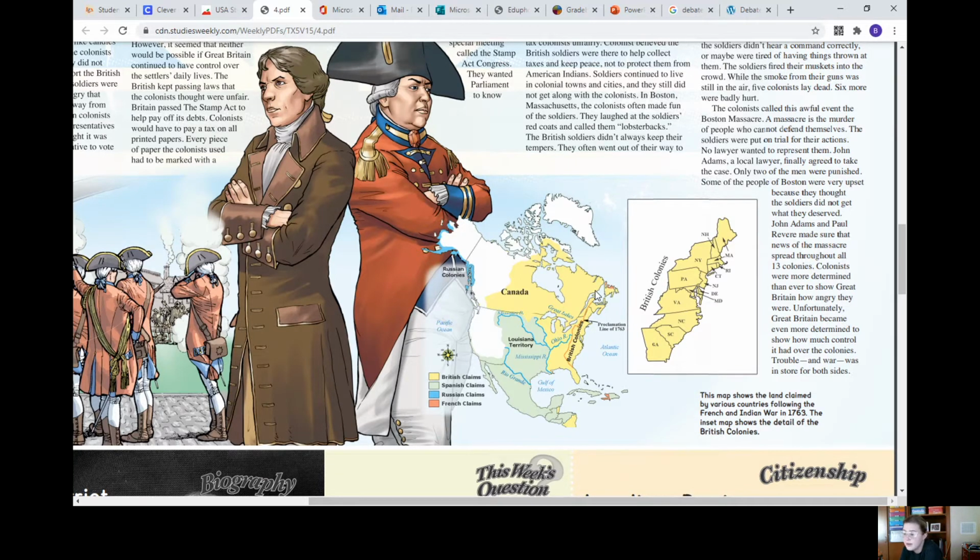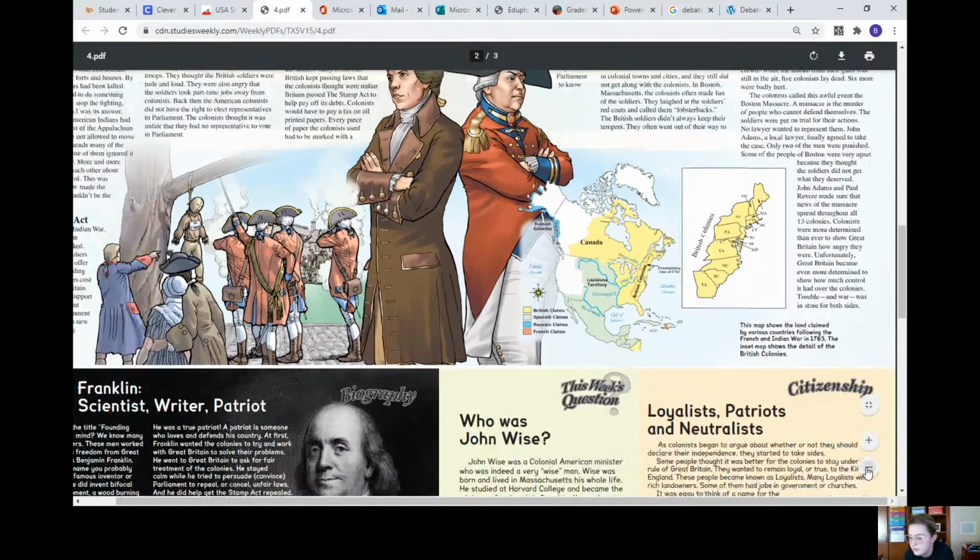Colonists were more determined than ever to show Great Britain how angry they were. Unfortunately, Great Britain became even more determined to show how much control it had over the colonies. Trouble and war was in store for both sides.